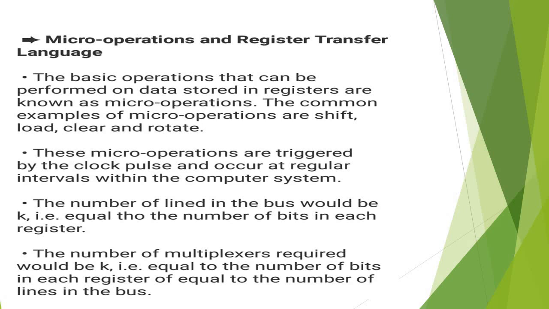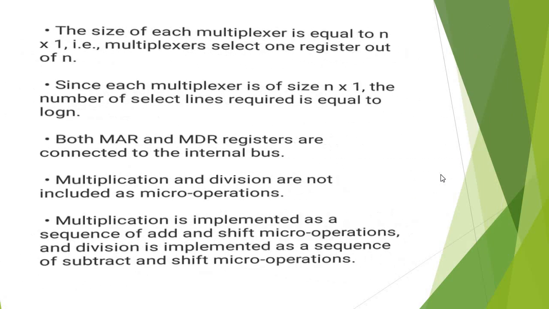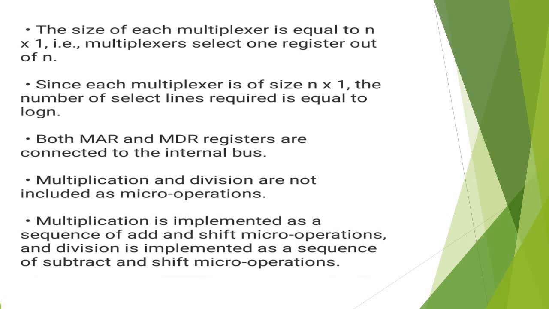So, students, the number of bits in each register is supposed to be equal to the number of lines in the bus. That is called a micro operation. The size of each multiplexer is n x 1. That is, multiplexers select one register out of n. There are multiple registers, and within that we have to select only one register. Since each multiplexer is of size n x 1, the number of select lines required is equal to log n.